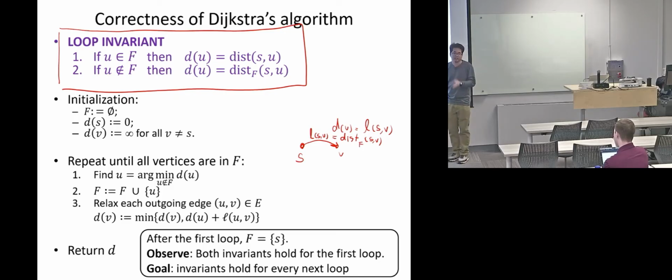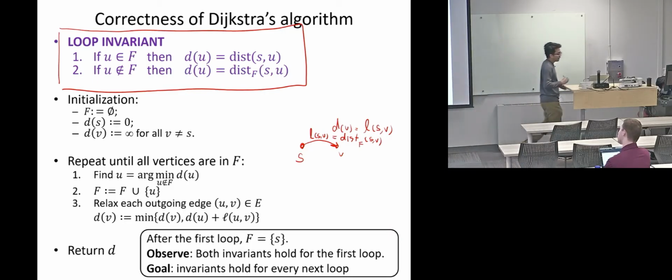Now the next goal is to say that the invariant keeps holding after each next loop. If this is the case, then at the end it's going to be true: everyone is finalized and we are done, with the correct answer. So assuming that the invariant holds for every step up to now, we show that after the next loop both invariants will still hold.